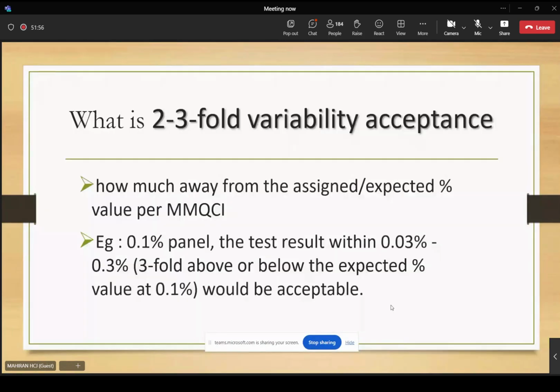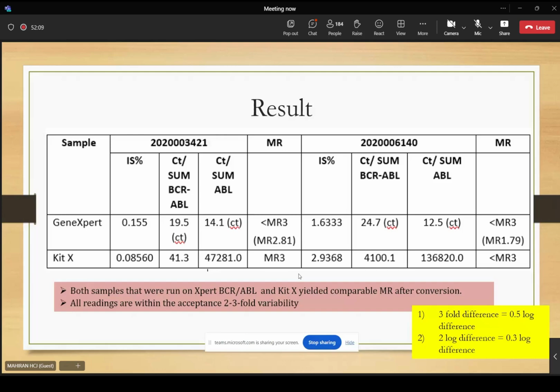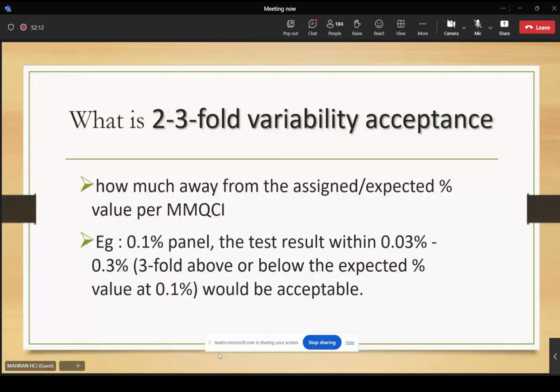So next, what is 2 to 3 fold variability acceptance? So macam yang tadi yang saya tunjuk ini kita buat daripada sampel patient. So sekiranya buat menggunakan MMQCI panel, how much away from the assigned or expected percentage value per MMQCI. For example, 0.1% panel, the test result within 0.03% to 0.3%. So itu adalah threefold above or below the expected percentage value at 0.1% would be acceptable.